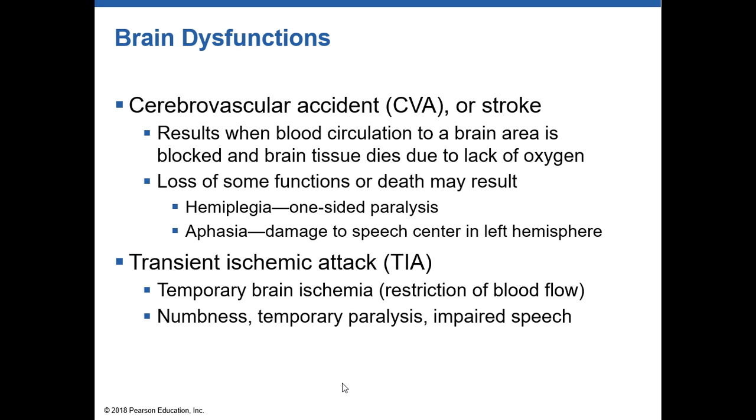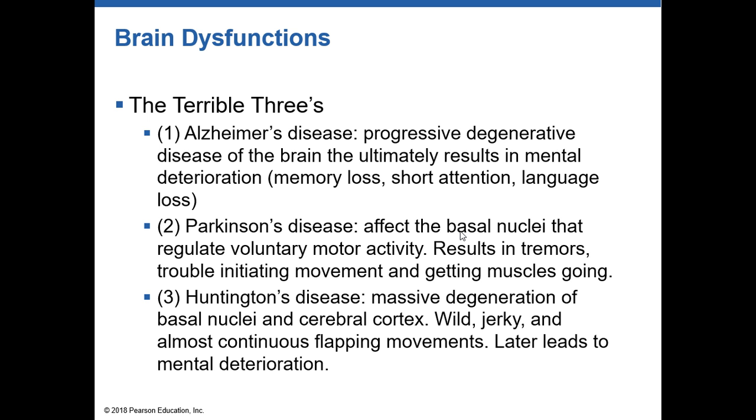and that can lead to effects against our brain. Some effects that could happen whenever you have a stroke is you can get something called hemiplegia, which is paralysis, because our brain does control the motor function of our arms and legs. You can also get aphasia. This is damage to our speech center, which, remember, is mostly Broca's area, located in our left hemisphere. There are also things called transient ischemic attacks, or TIAs, where we have restriction of blood flow. This can lead to numbness, paralysis, and impaired speech as well.